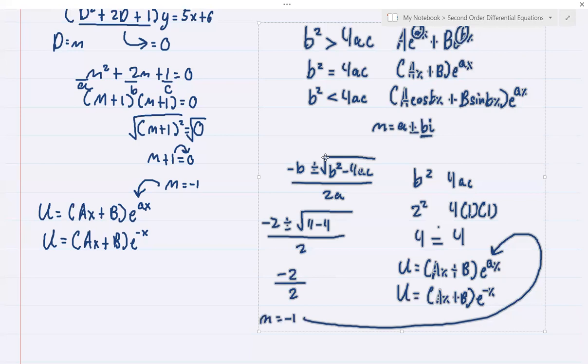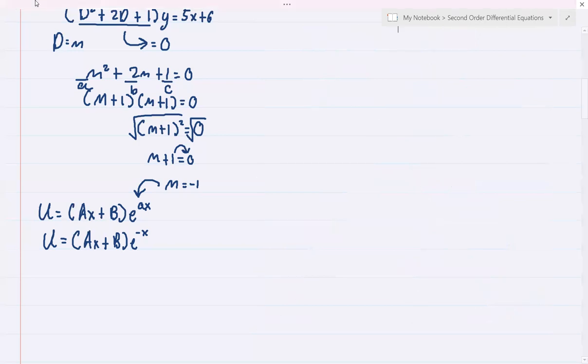Go backwards at least 5 seconds and you will see this one. Okay? So I'm going to erase this one. Now that you have found your u function, let's find your v function.